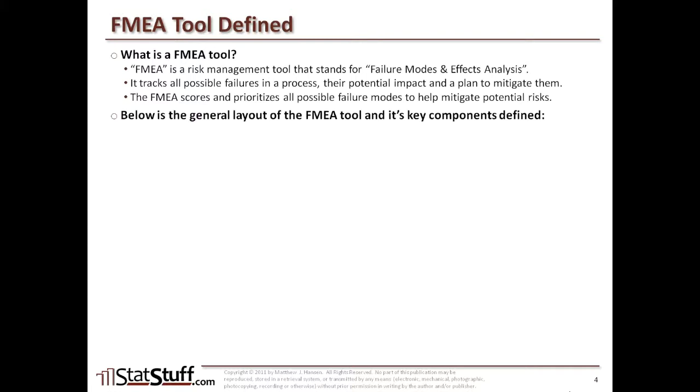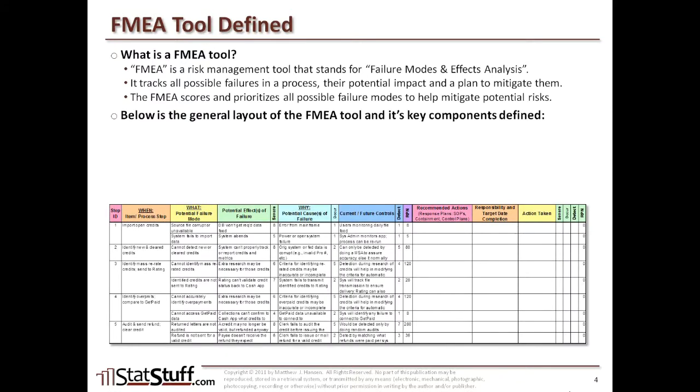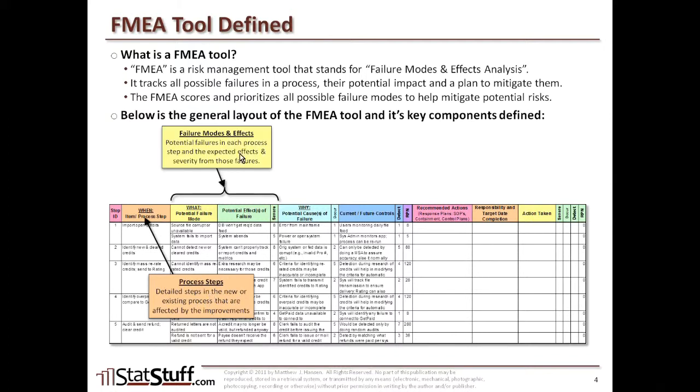So here's a general layout of what the FMEA tool looks like, and what we're going to go over now is just some of those key components, and then we'll get into the steps we would use for trying to build this FMEA with a team. So it starts off with this section of process steps, the detailed steps in the new and existing process that are affected by the improvements. And then next we would have this section referring to the failure modes and effects, those potential failures in each process step and the expected effects and severity from those failures.